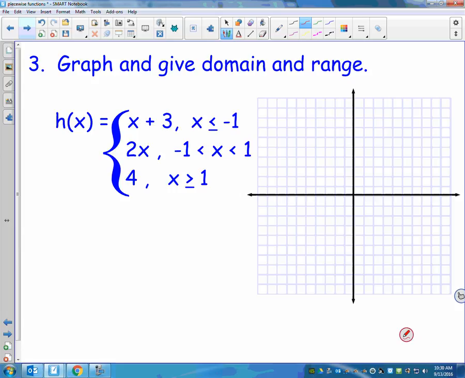Honestly, this is probably the worst that you're going to see. As it's extra credit, I'm not going to give you one that has more than 3 pieces. But it's the same idea. There's just now 3 sections of my graph, instead of 2 sections.